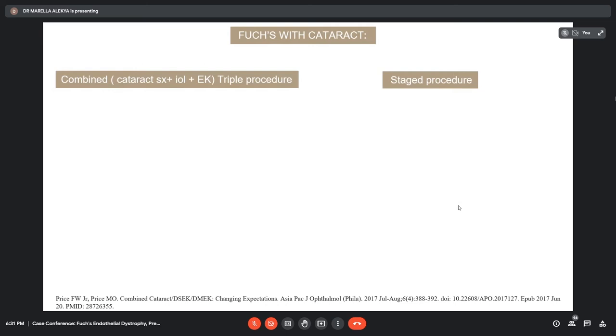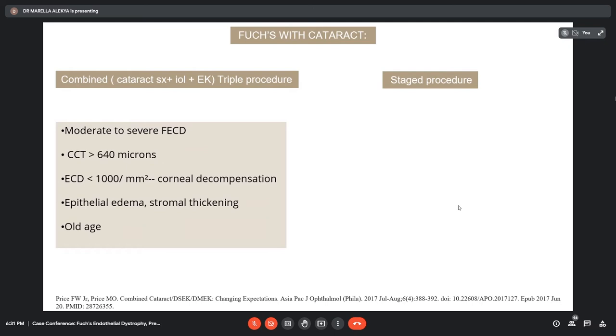Combined surgery is done in cases of moderate to severe Fuchs endothelial dystrophy with corneal thickness of greater than 640 microns and endothelial cell count less than 1000 cells per millimeter square, because this cornea tends to decompensate after intraocular surgeries, and when there is epithelial edema and stromal thickening, and in older age, greater than 50 years, because elderly patients will be needing cataract surgery soon, and we can do combined surgery instead of two surgeries, thereby decreasing the loss of endothelial cells secondary to intraocular surgery, and it is also a cost-effective procedure. And endothelial keratoplasty itself increases the risk of postoperative cataracts, so we'll go for combined surgery.